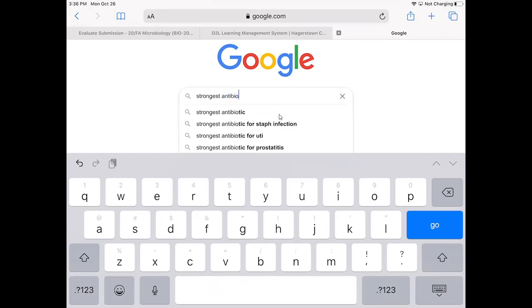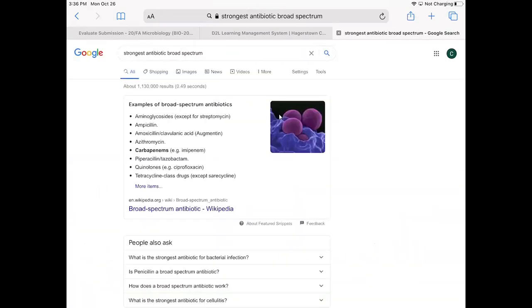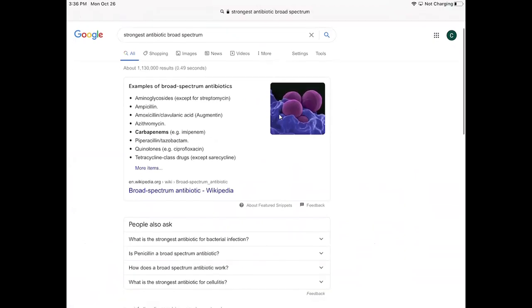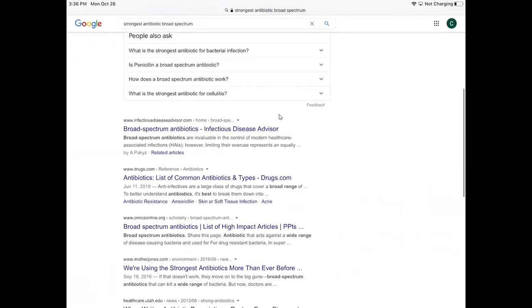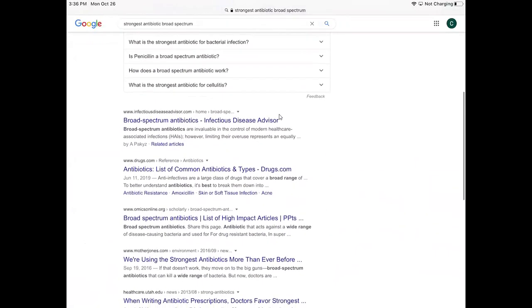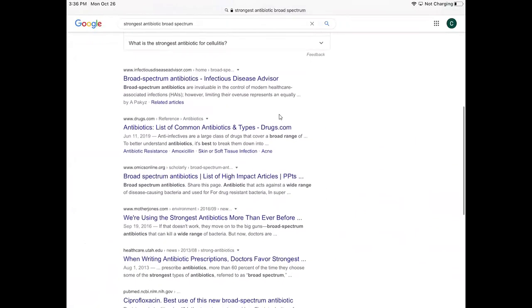Yeah, right. Strongest, let's see what they say. What's the strongest antibiotic for staph infection? Like, let's just put broad spectrum. Well, maybe it depends what you're treating. Yeah, let's just put broad spectrum though, because that would be examples of broad spectrum, but that's just broad. Yeah, it depends on what you want.